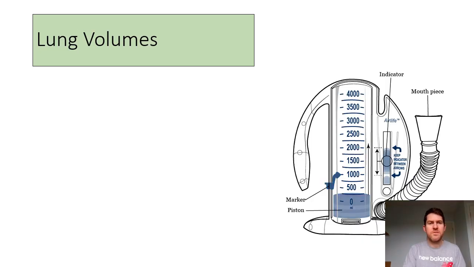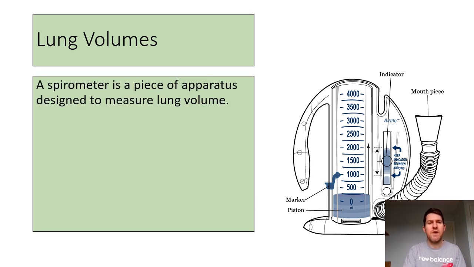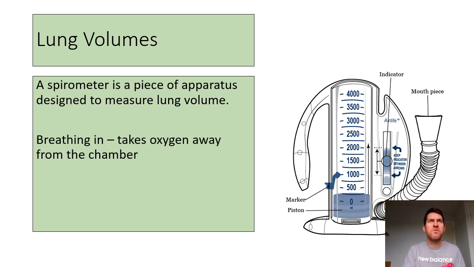Okay, so the second part of this video now looks at lung volumes, and in particular this spirometer, which is a piece of apparatus designed to measure lung volume. And ultimately, when we think of lung volumes, the way that this piece of apparatus works is when we breathe into the mouthpiece that you can see on the diagram, we take oxygen away from the chamber, and the chamber is where you can see the numbers from 4,000 down to 0, showing perhaps how much air has been taken away and put back in.